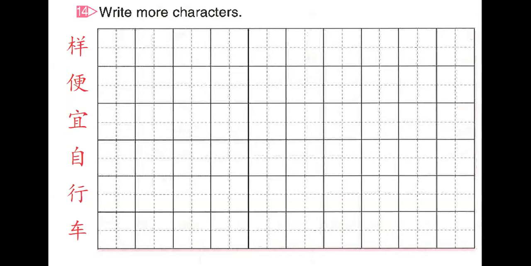So please check your own answers. If you haven't written these characters, you can do these examples I'm offering you here, and we've finished correcting these pages.